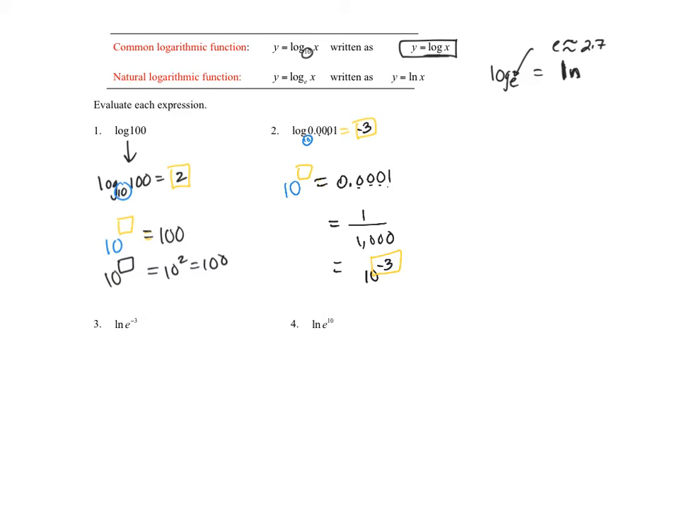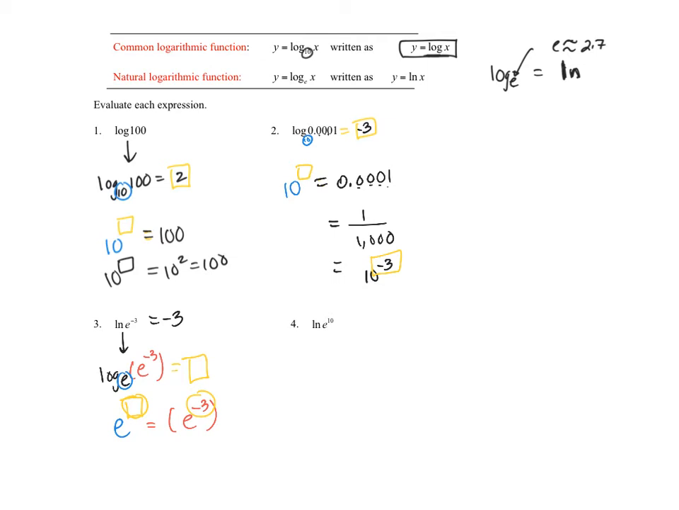Let's try this with natural log. What natural log really means is log base e, and then we're taking log base e of e to the -3, and that's supposed to equal something. Here our base is e, so e to some power is equal to e to the negative 3. Well, we can see that the exponent is negative 3.